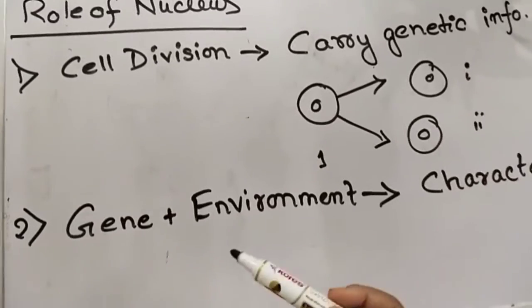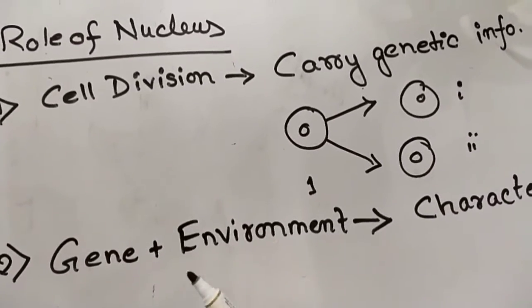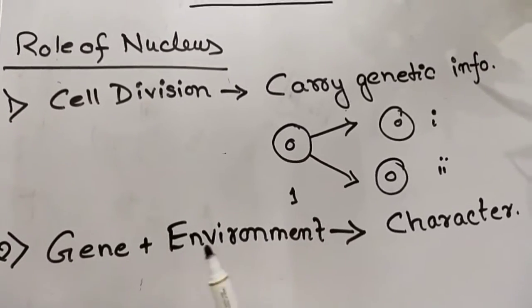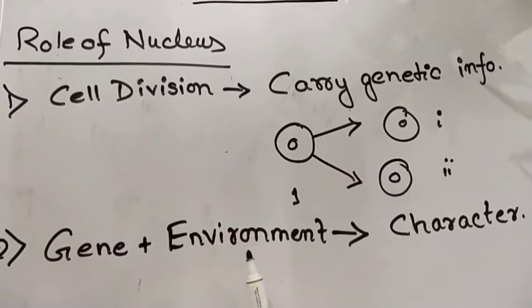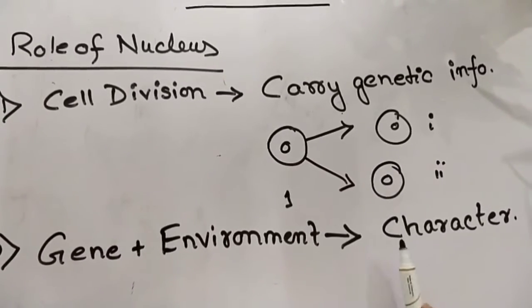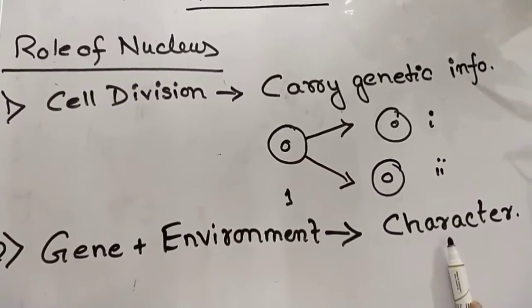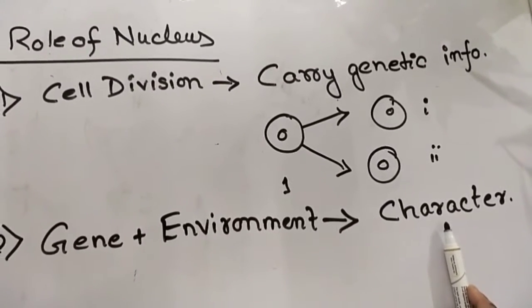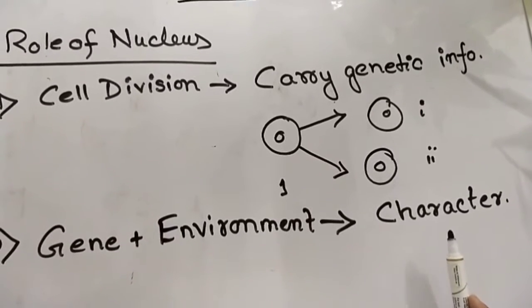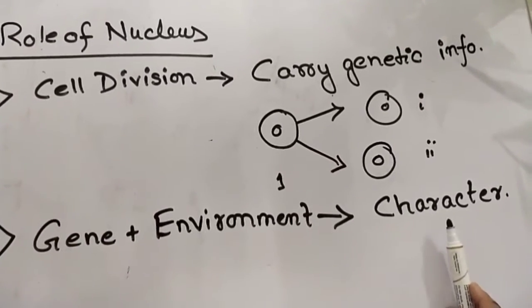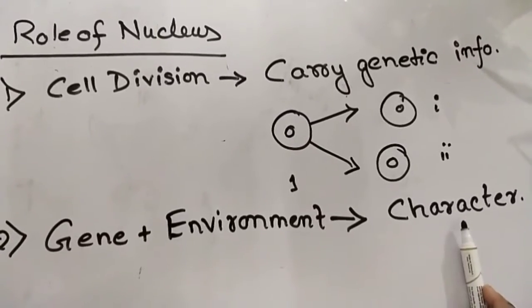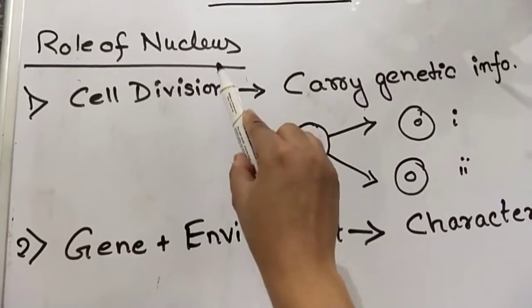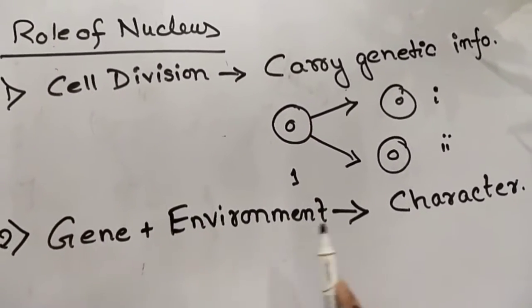The next thing is that the character of a mature person is determined by both gene and the environment. That means in determining the character of a person, by character I am not talking about personality, I am talking about the physical appearance or the way things will act inside his body. Such characters are dependent on gene as well as environment. So it is also a role of the nucleus because genes are involved here. So how will it depend?